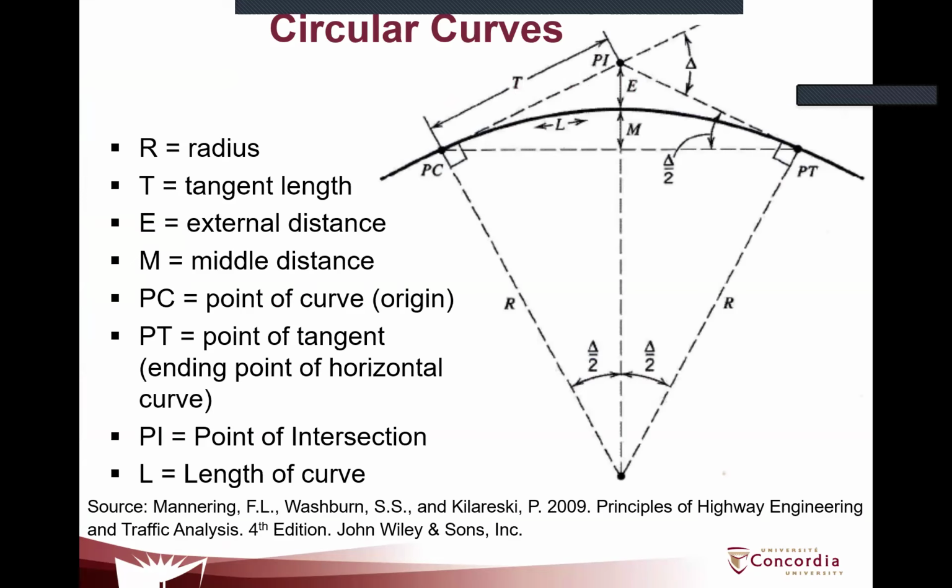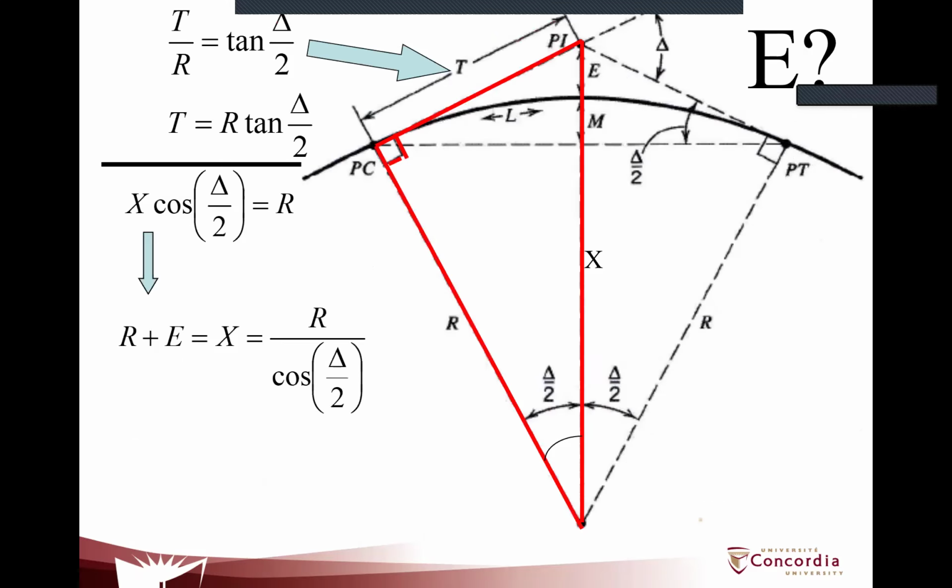Circular curves have all these elements that you have seen elsewhere, the radius of curvature, tangent, and the length of curve being the most important ones, the others being only complementary. And of course, the deflection angle, delta, which is also very important because that will tie in the initial point of curvature and the point of tangency. And there's a lot of equations that we can deduct from the horizontal curves.